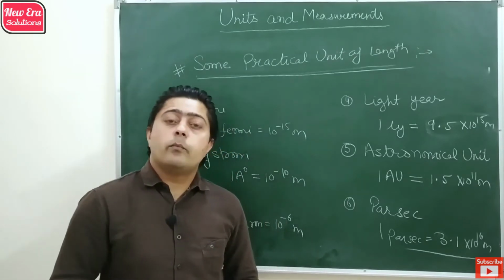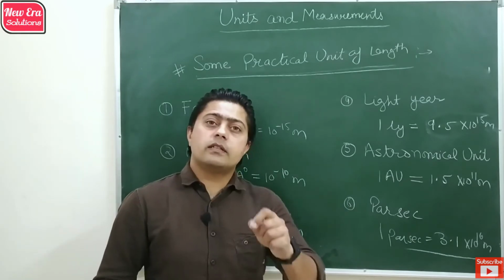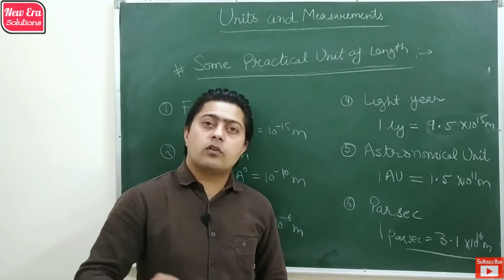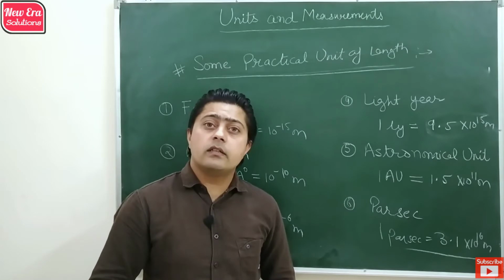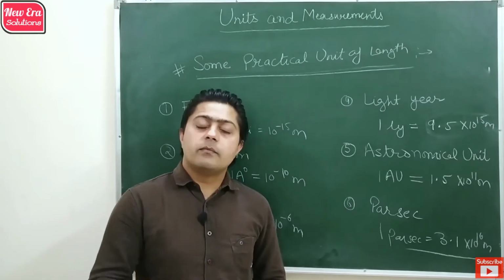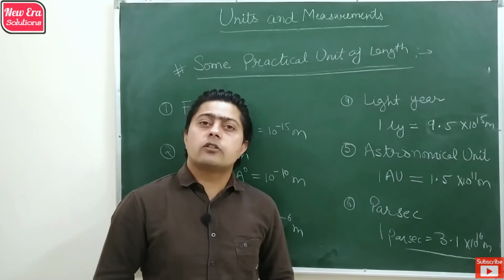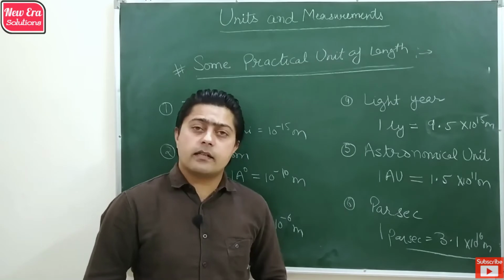Like length, mass and time also have some practical units. Like to measure atomic mass, we use a unit called AMU, that is atomic mass unit. Besides that, we use metric ton, quintal, etc. Similarly, to measure time, we also use some practical units like solar day, solar year, leap year, lunar month, etc.